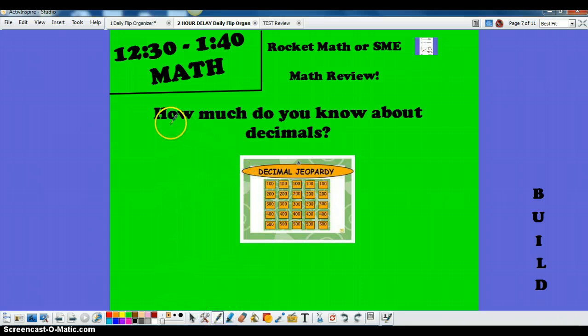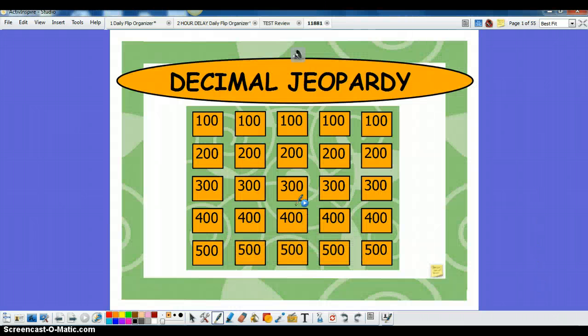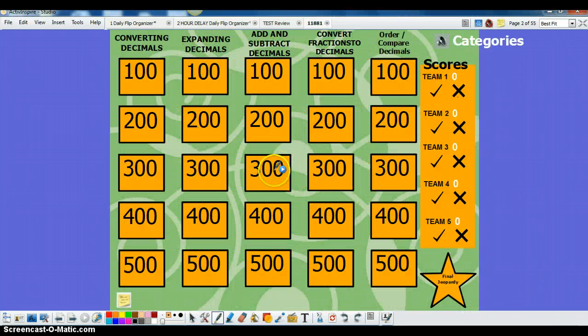Here's the main question we focused on today before we started playing our Decimal Jeopardy review game. It was, how much do we actually know? How much do we remember about decimals? And if you look at our categories when I open up the Jeopardy, these are really the areas that we covered over the last couple of weeks.